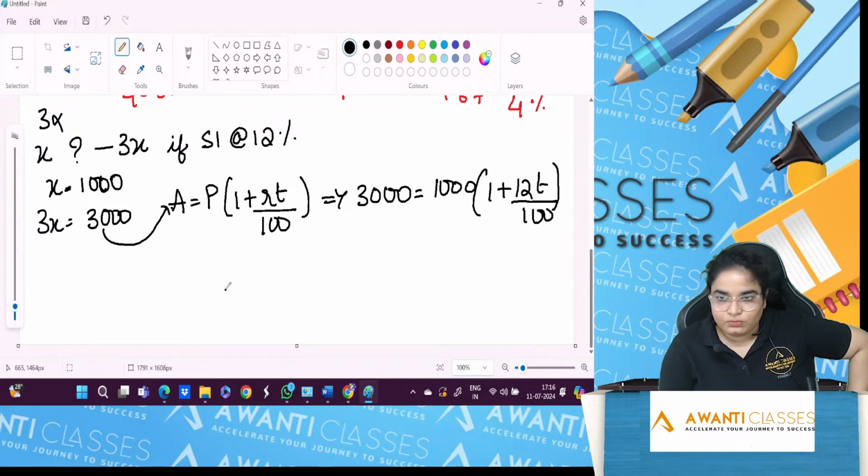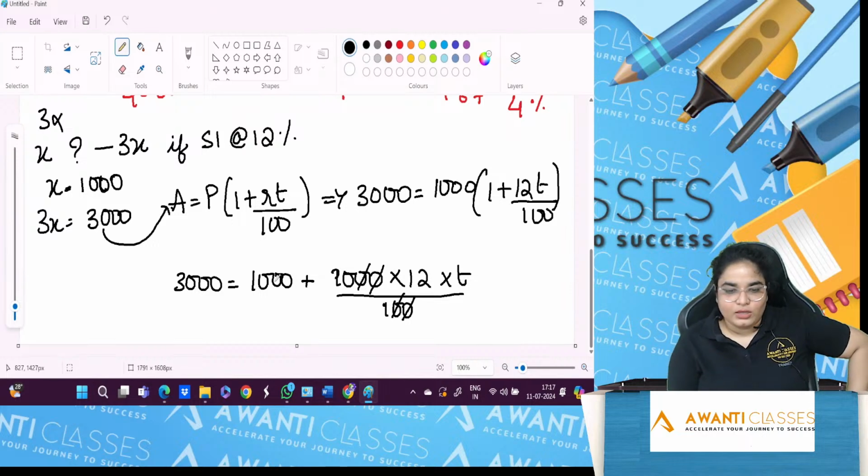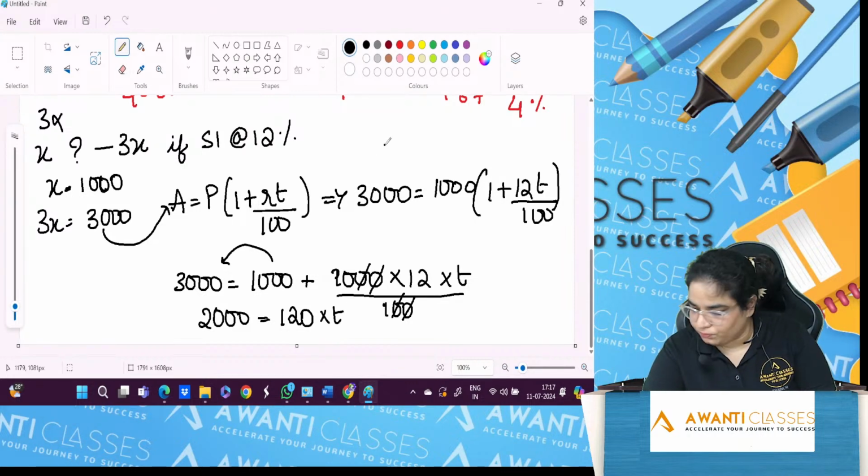Now, 3000 is equal to, let's open the bracket, 1000 plus 1000 into 12 into T whole divided by 100. The zeros cancel. Okay, this can now go this side. So minus 2000 is equal to 120 into T. Yes or no?